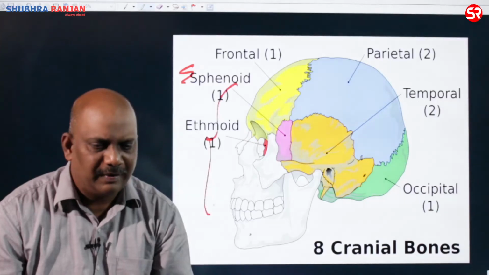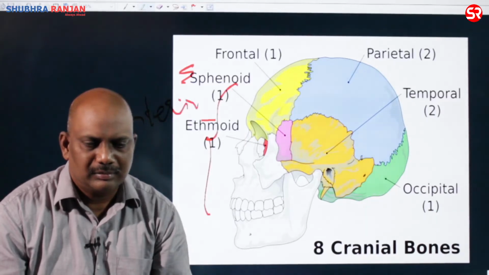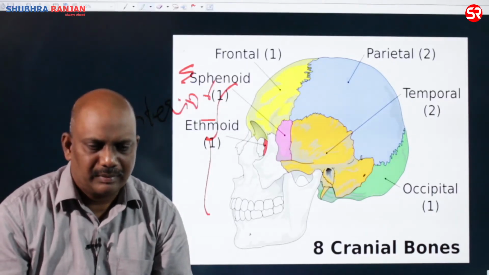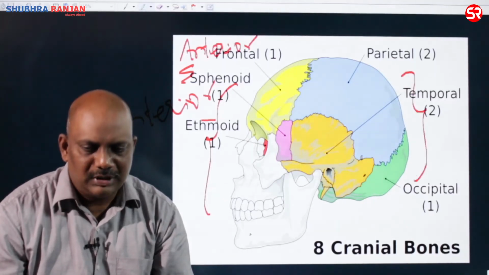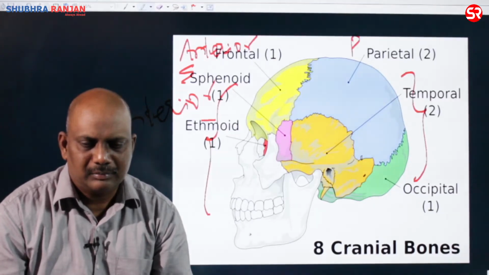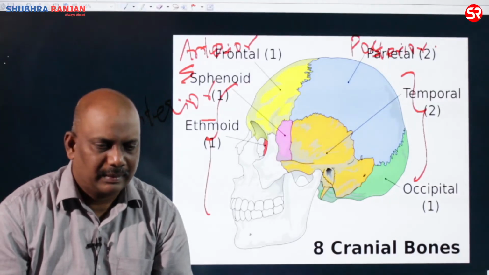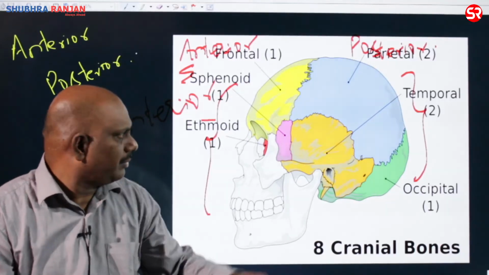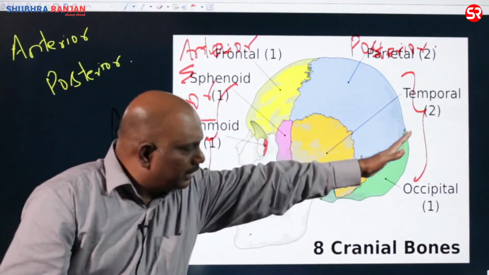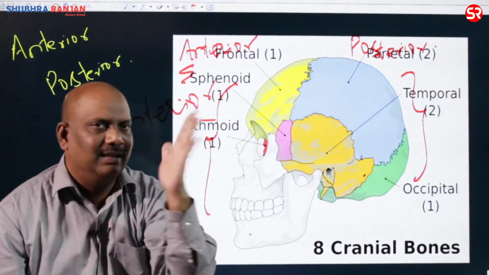This front portion, we call this anterior. On the back portion, we call it posterior. This portion is anterior and that portion is posterior. Anterior side, posterior side. These are lateral sides.